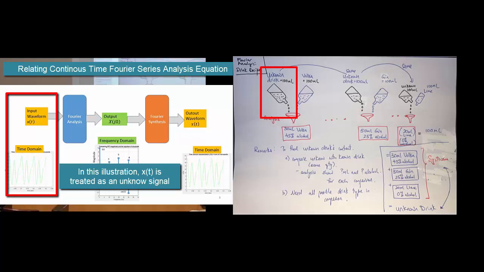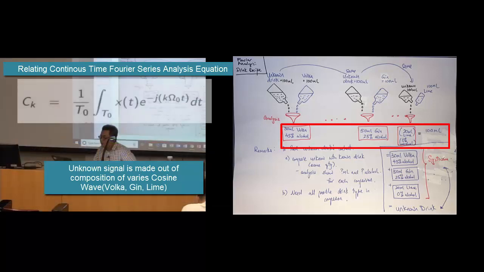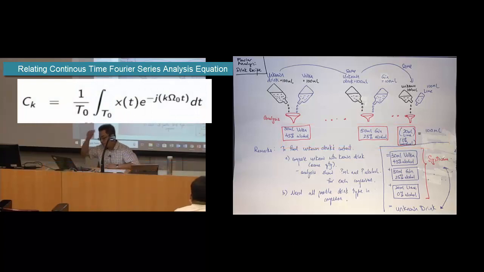For example, this is an unknown drink containing vodka, gin, and lime. We want to find out how much vodka, gin, and lime there are. But of course, we did not know it was vodka, gin, and lime. It could be vodka, gin, with whiskey, with rum, and so on. So how do we proceed to find the unknown drink? That is the problem that we have.